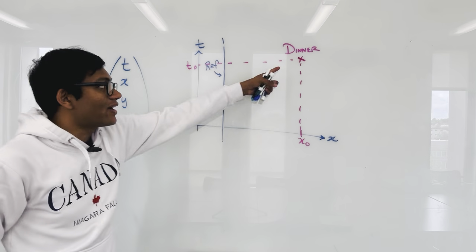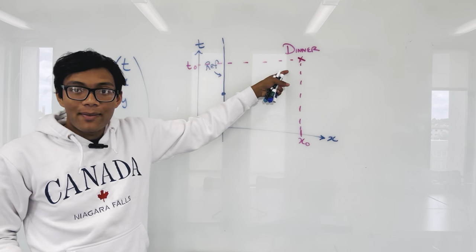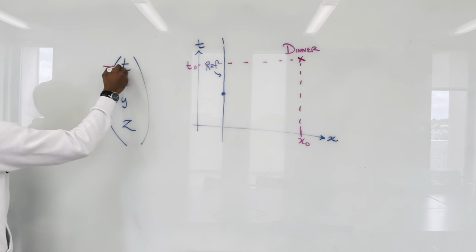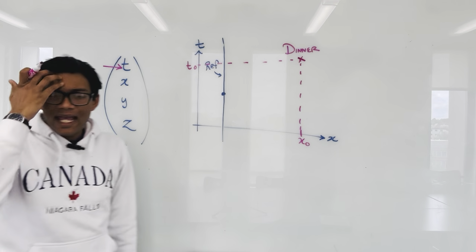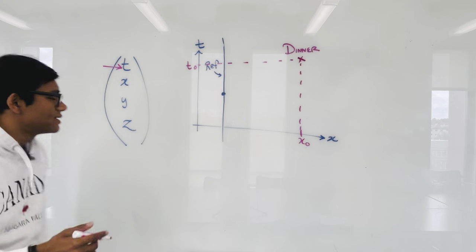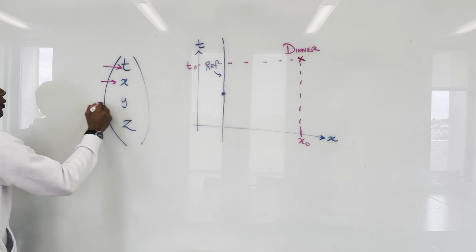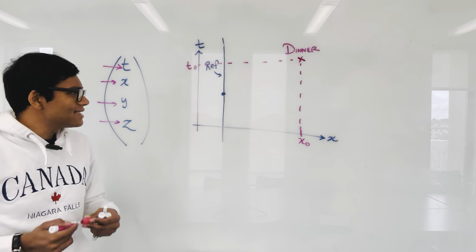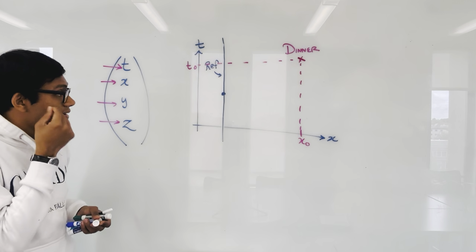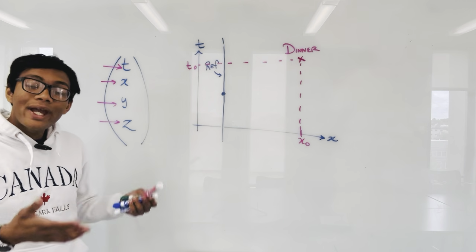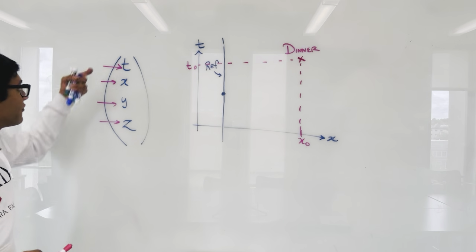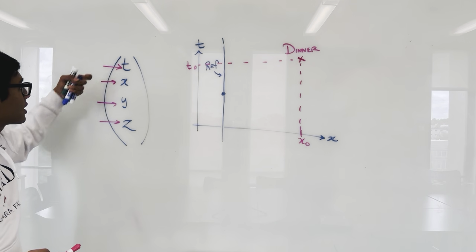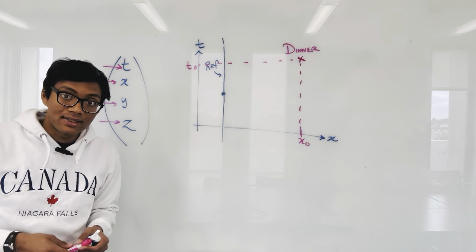So to specify when the dinner happens, Bob needs to give me the time coordinate of the dinner. And to specify where the dinner happens, he needs to give me the x, y, and z coordinates of the dinner. Okay? And this is basic special relativity. To specify where and when any event happens, I need 4 coordinates, 1 time coordinate and 3 space coordinates.